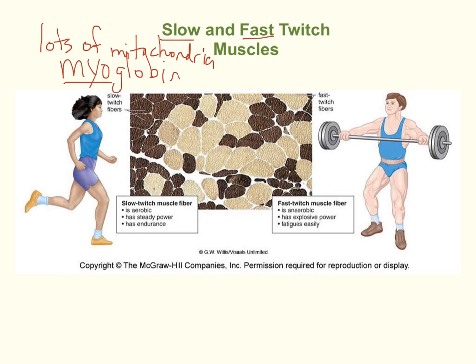So these particular muscle fibers, with lots of mitochondria, with myoglobin, and a large amount of capillaries supplying them, are referred to as slow twitch fibers. Slow twitch fibers are generally red in appearance due to the abundance of capillaries and myoglobin, which is a reddish-brown molecule.